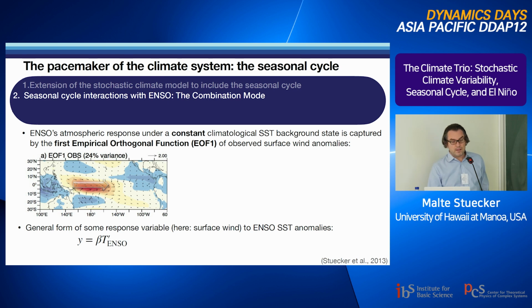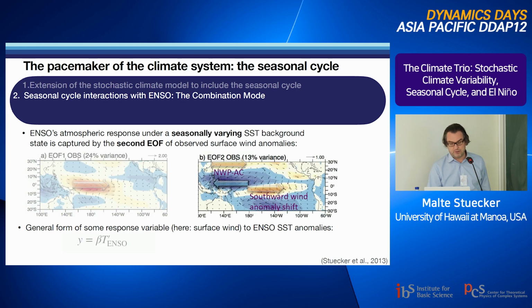Now, because this wind response is directly related to the SST anomalies, you can just write a very general form of this: your response variable y, which is here maybe the wind, is just linearly related to your SST anomalies using this linear regression form with beta relating those two variables.